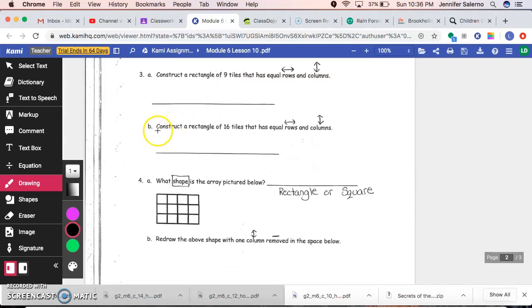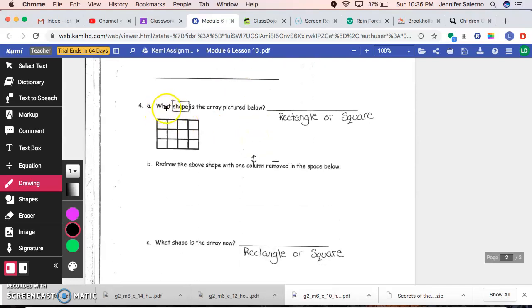And then for B, same thing. It has to have a total now of 16 tiles. And you create it how you want to create it, but it should not have any more than 16 tiles, and it needs to be a rectangle. Okay, so you're going to draw it over here, again using squares, no spacing, and then on the lines you need to write your repeated addition equation that matches it.